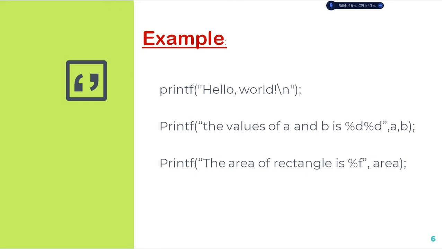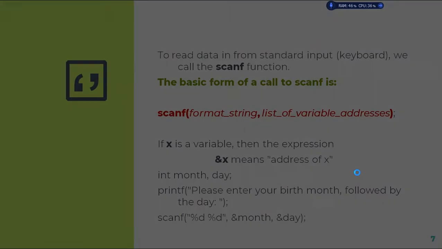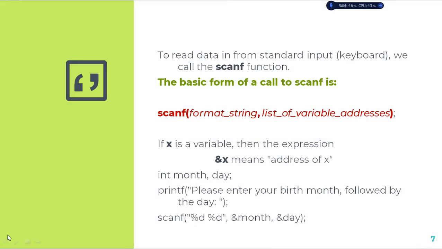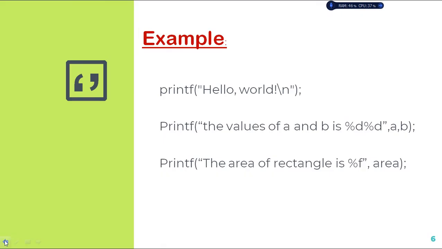Now coming to this type of printf statement which is used to print a floating point. See, "the area of a rectangle is". Here we simply give percent f because my area is of type floating point. For that I am just retrieving my area, so I just use percent f.